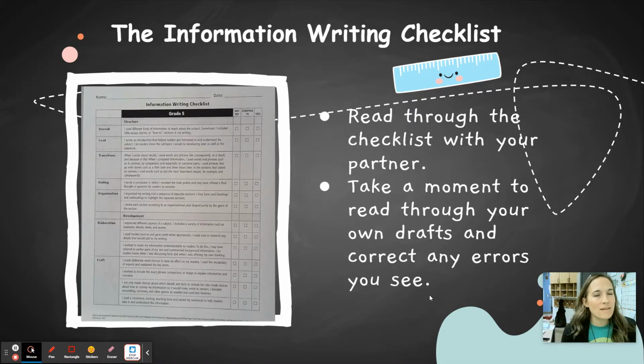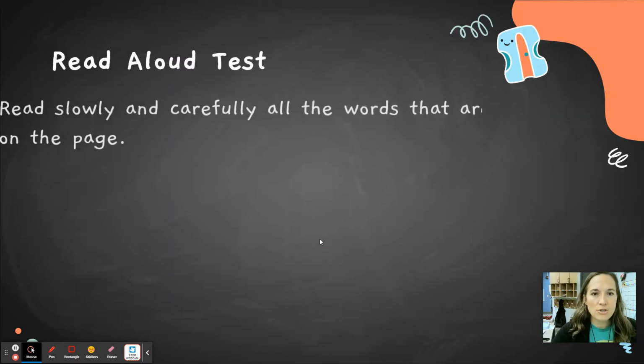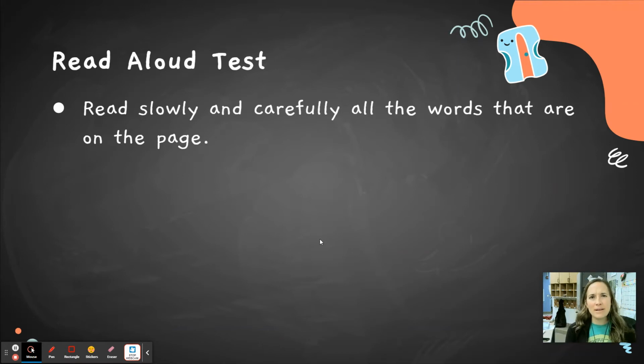It gives you just one last chance to go, oh, I did forget this, or oh, I need to remember that, just to make sure that you're very happy with your draft before someone else gets to read it. Now you're ready to get to work. Just like last time, you are doing a read aloud test. Reading your essay out loud is going to help you find those mistakes where you skipped a word or you said something twice. Things like that happen all the time. The way to find that is to read your text out loud.